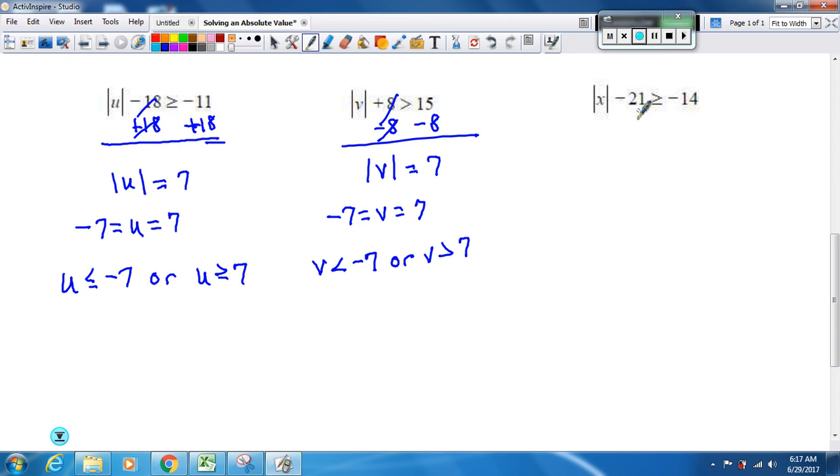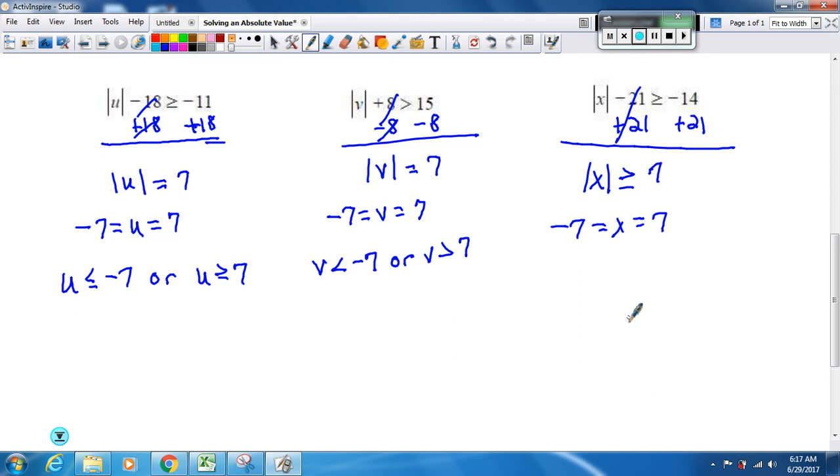This next one, I'm going to add 21 to both sides. So I get the absolute value of x is greater than or equal to 21, take away 14 is 7. I don't know why these are all coming out to be 7s. Okay, so that's a negative 7 equals x equals 7. Then figure out what your final answer is going to be. Again, this one is a greater situation. So it's going to be x is less than or equal to negative 7, or x is greater than or equal to positive 7.